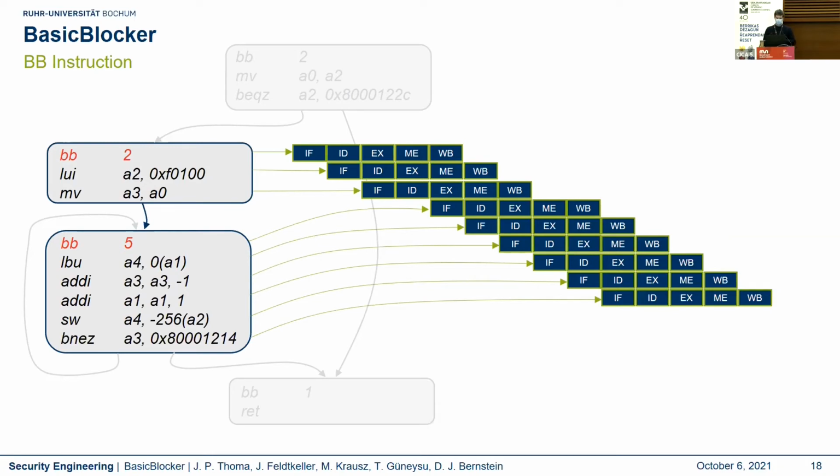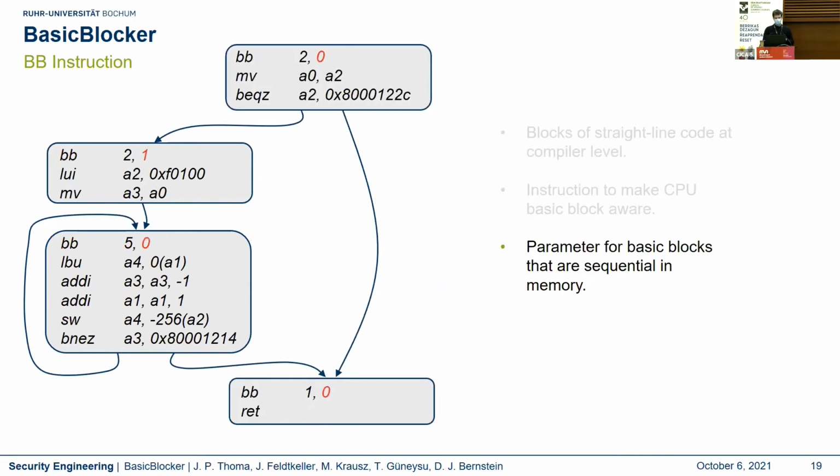So to make also this transition between those kind of 2 basic blocks more efficient, we add another parameter to the BB instruction, which is the flag, which states that the basic block is something that we call sequential. And by sequential, we mean that the next basic block in memory is also the next basic block that will be executed. And so this also means there is no control flow instruction in the basic block.